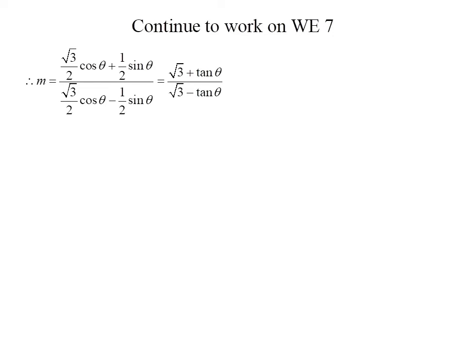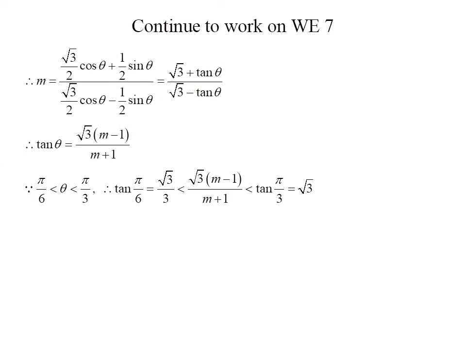Here we continue to work on example 7. After expanding both numerator and denominator using the sine addition formula, m equals the result of square root 3 plus tangent theta over the result of square root 3 minus tangent theta. So tangent theta can be expressed in terms of m, which equals square root 3 times the result of m minus 1 over the sum of m and 1.